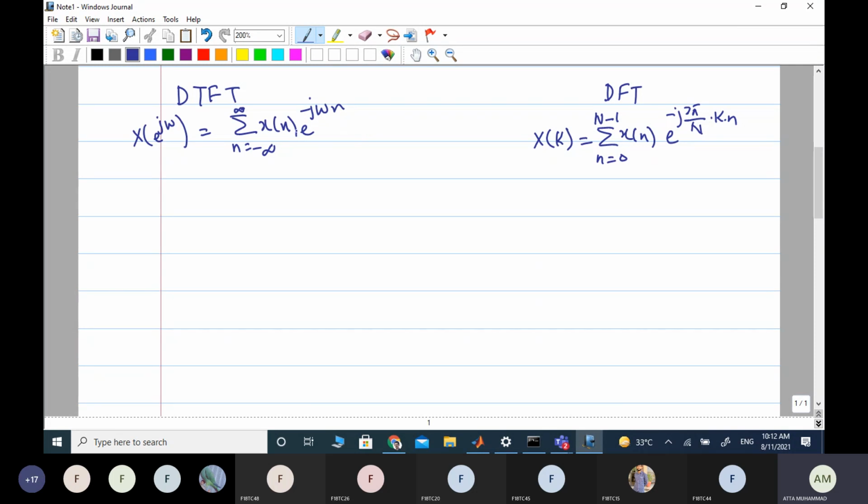So if you can see what the similarities are, the similarity is both these transforms take discrete time signal as input, right? And what they produce is the frequency response of that particular discrete time signal, right? Now there is a similarity. Then what is the difference? Now focus on this part. What is this? This omega, right?